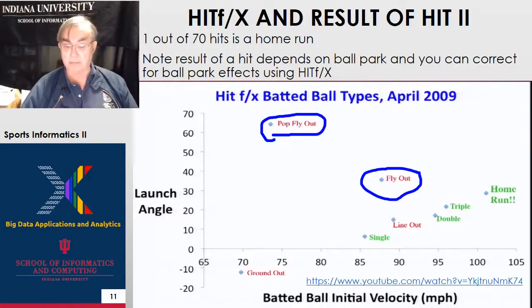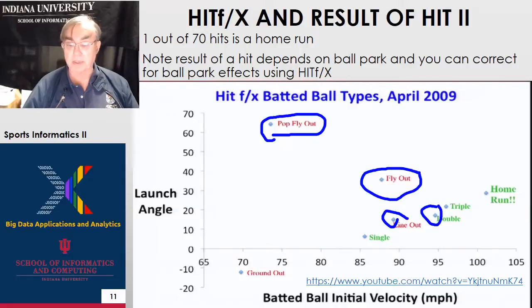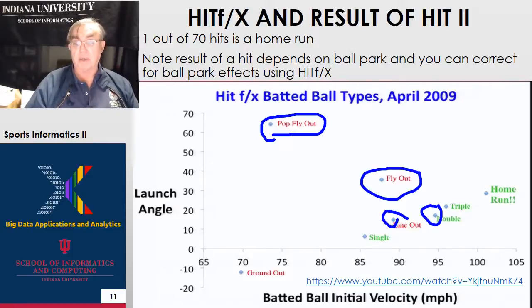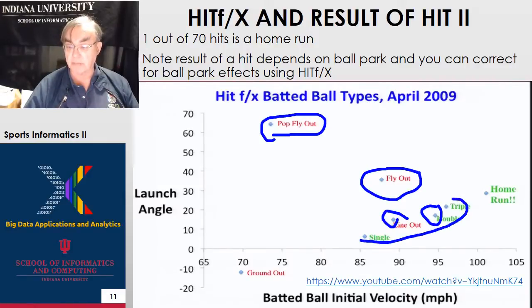The difference between a line out and a double just depends on whether that particular ball goes near a fielder or what height it is when it reaches the fielder. And so there are some subtle differences here, but these are a reasonably interesting collection of points. Here, of course, we have the ones with very negative launch angles. They just go straight to the ground and are ground outs, easy outs.